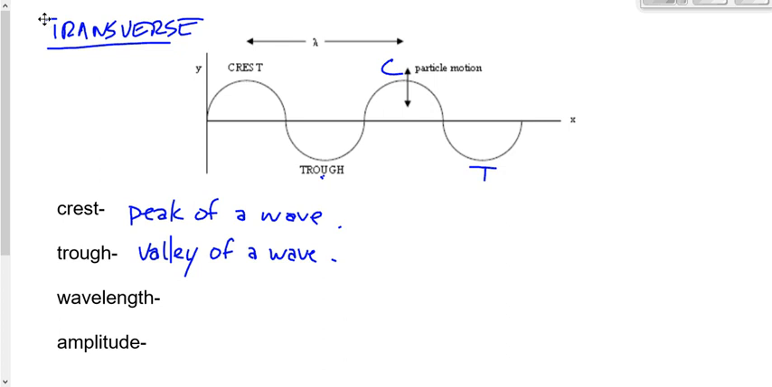The wavelength, well, we could simply define that as the length of a wave, but a better way to describe it is the distance over which the wave repeats itself.